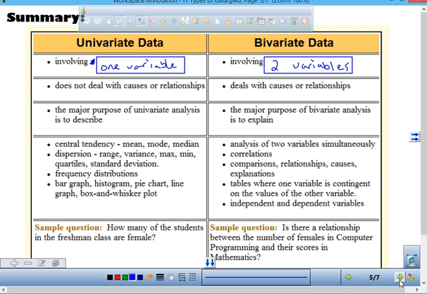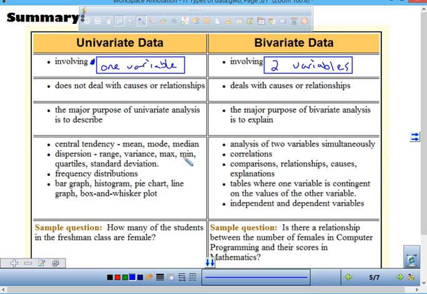Some of the different things you can find with univariate data: you've heard of mean, median, and mode, range, the maximum and the minimum. The sample question is how many students in the freshman class are female? And all you do is just count one thing. How many females in the freshman class?